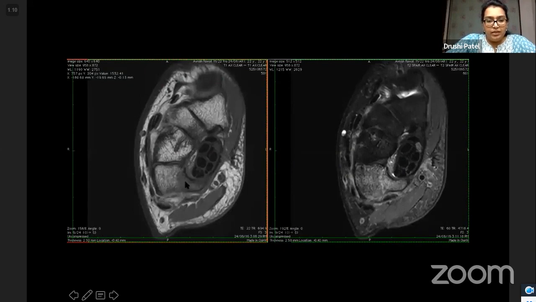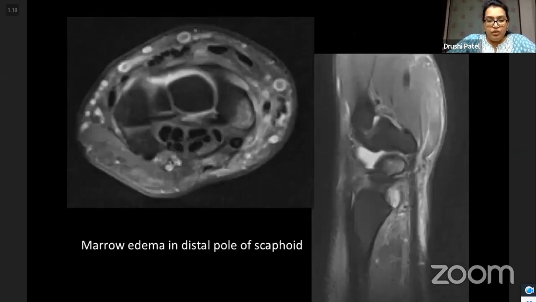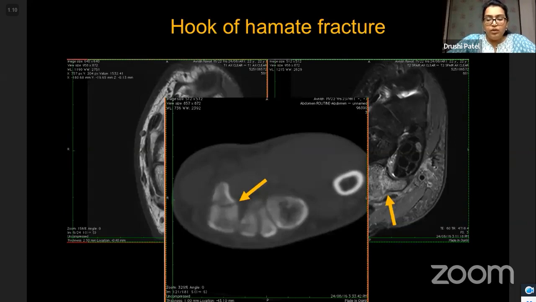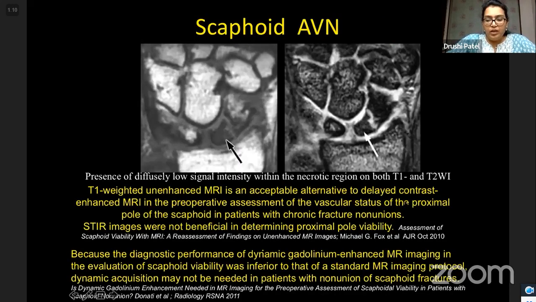You look at the axial images and you can identify the hook of hamate fracture, which was missed on radiographs. That is a CT image showing the hook of hamate fracture. This is one of the fractures, like these scaphoid waist occult fractures, that may be missed on wrist radiographs. Another case of a traumatic wrist where there is marrow edema in the distal pole of the scaphoid.